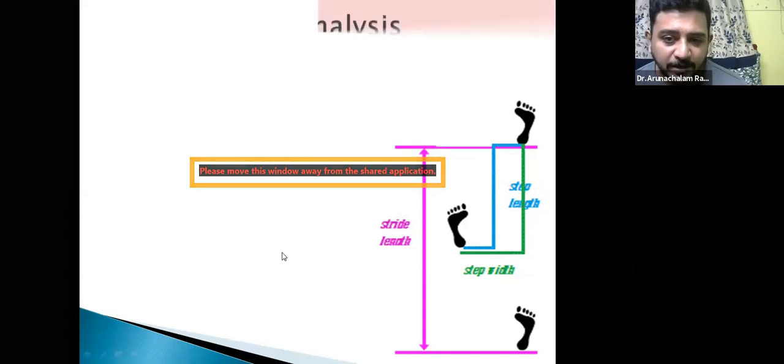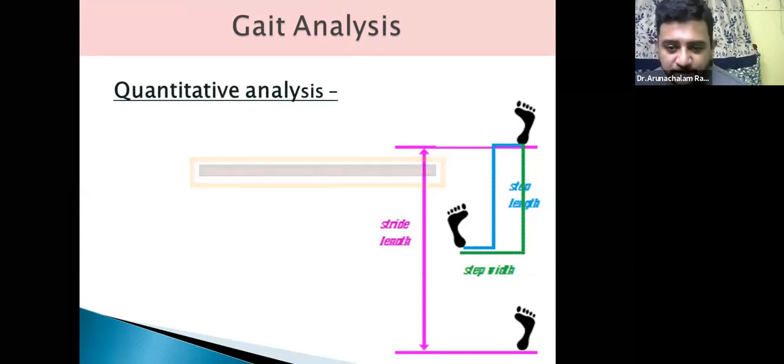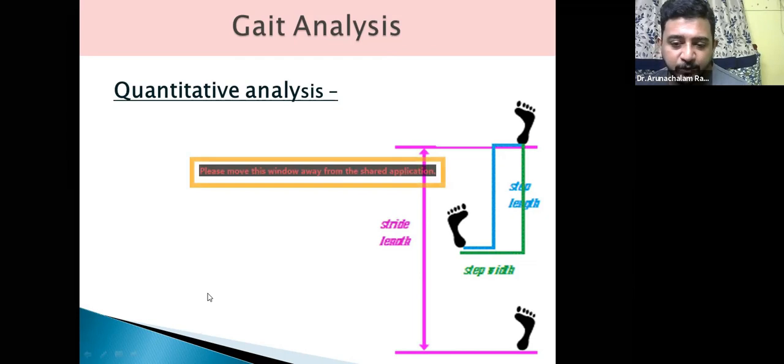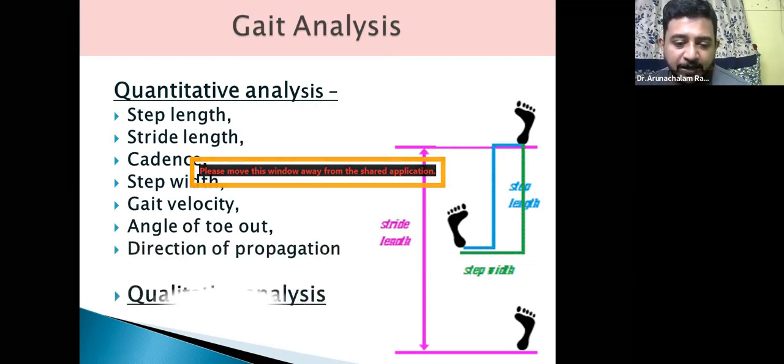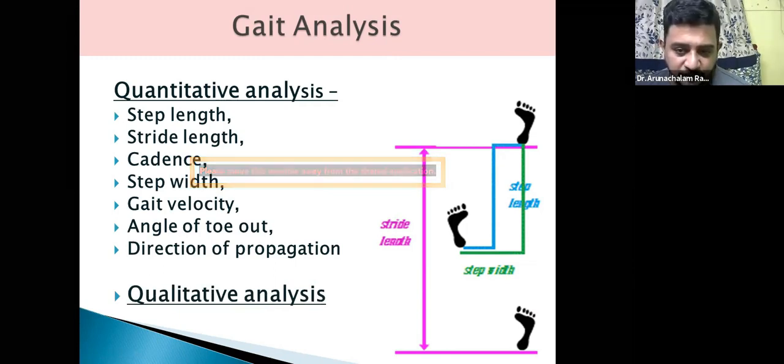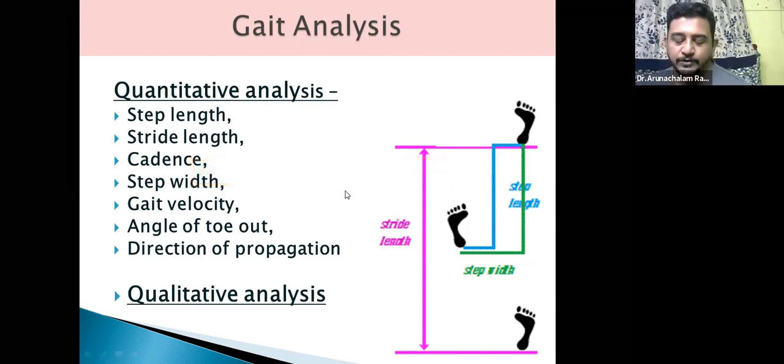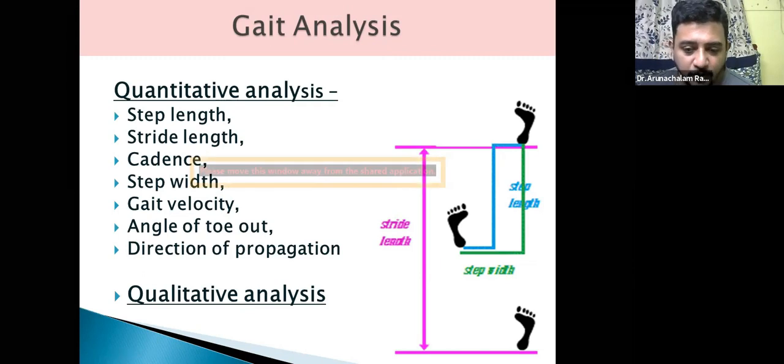When you have a gait abnormality, you have to assess the gait parameters. You have objective assessment of the gait and subjective assessment. The objective assessment is always quantitative. When you are able to quantify the stride length, step length, stride width, toe out, cadence, gait velocity, all these things are quantitative measures which can give you a numerical value. And the direction of progression is also one. You can see that these things differ in individual neurological patients, the gait quality and quantity.